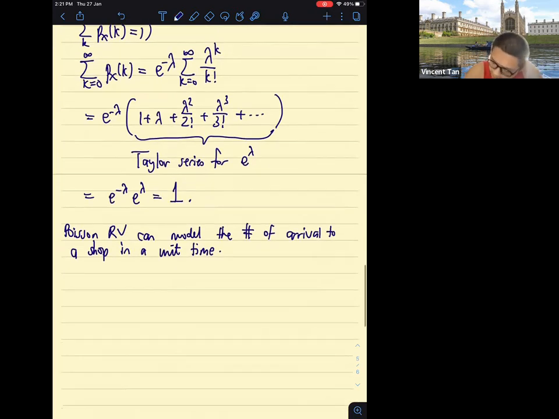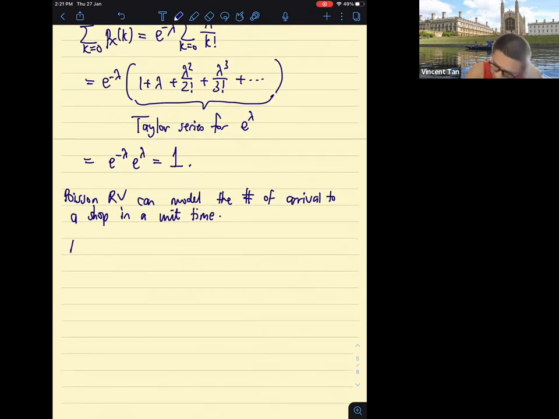Okay, but there's one more remark that I would like to make, and that is the Poisson random variable is an approximation to the binomial random variable that we discussed above, in the regime of small p and large n.